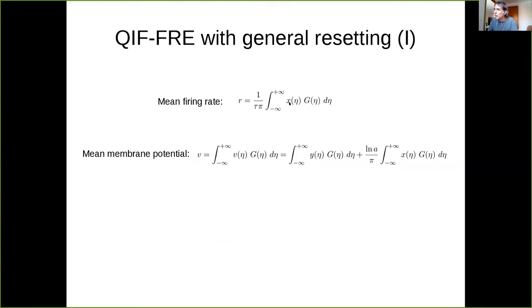You see that this X here, which is the firing rate for each eta, depends on all etas. And therefore, in principle, these continuity equations are infinite dimensional. They contain all etas. So we have an infinite amount of coupled continuity equations, one for each eta.